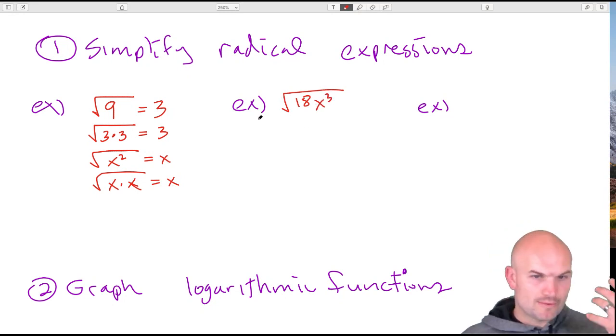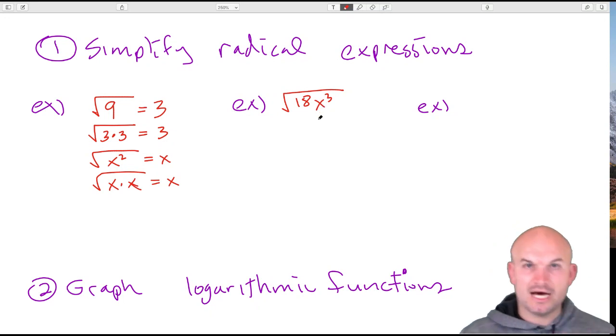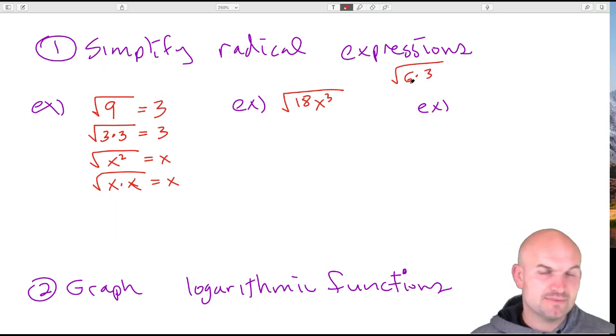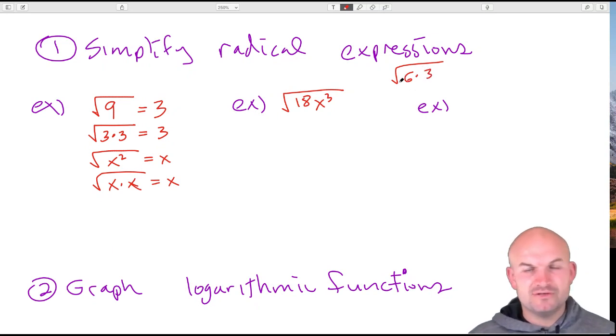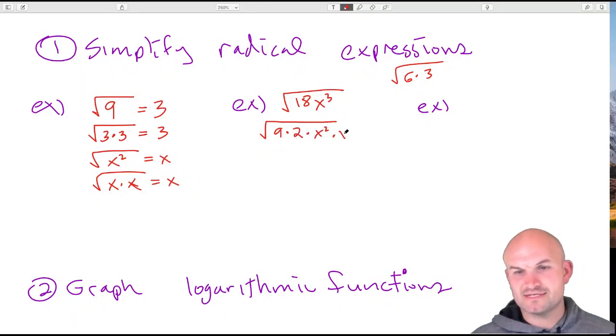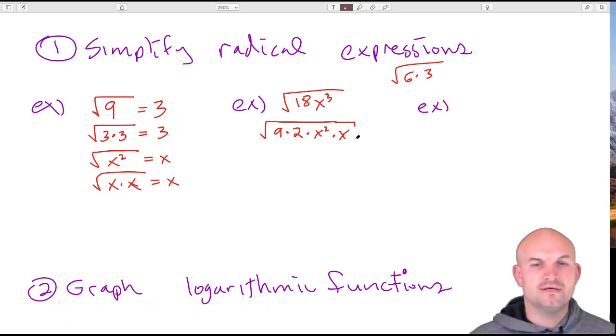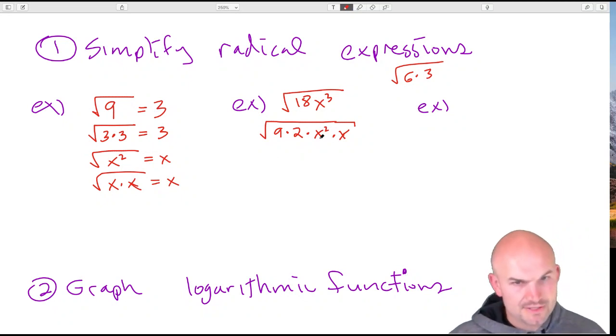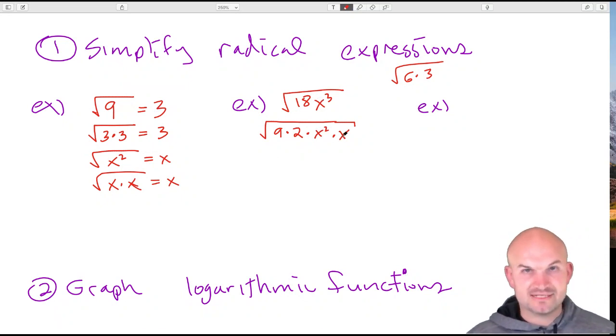If I want to simplify this, what I'm really looking to do is break this up into square numbers. A lot of times people will look at this and say, oh, you can break up 18 as 6 times 3. And yeah, you can, but you can't take the square root of 6, nor can you take the square root of 3. However, we can rewrite this as 9 times 2 times x squared times x. Just follow me with this: 9 times 2 is 18, and x squared times x is going to be x cubed.